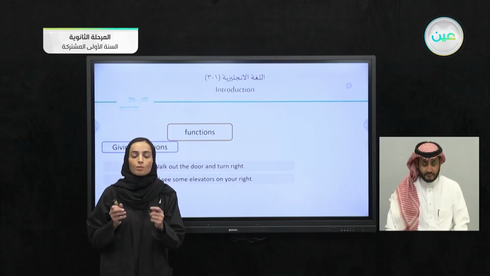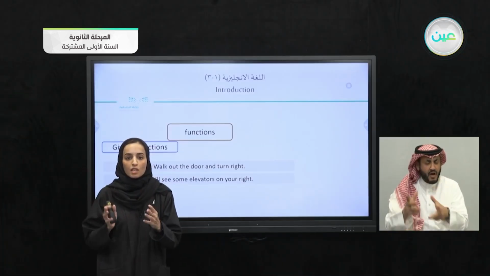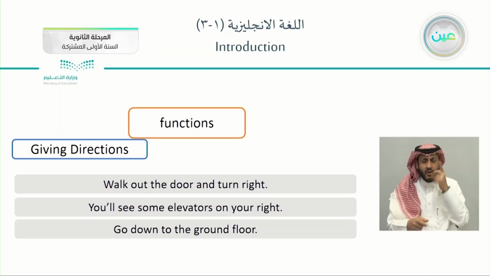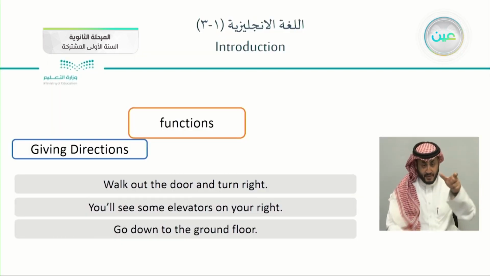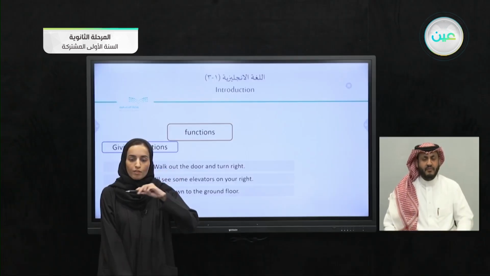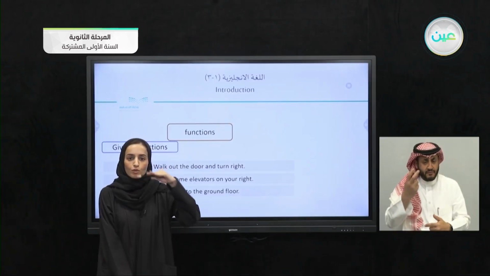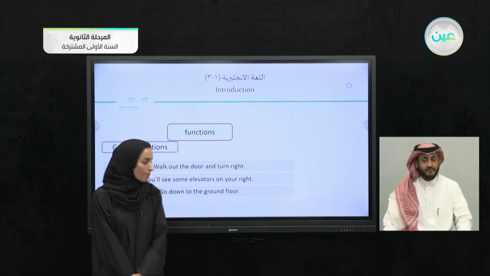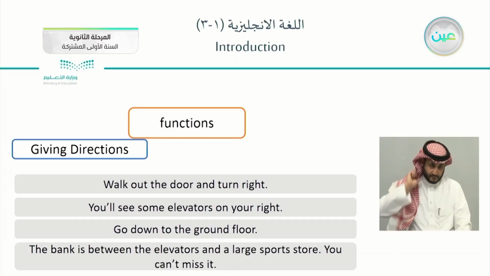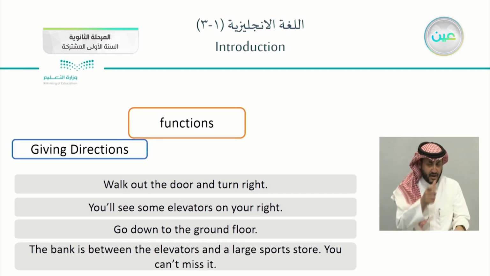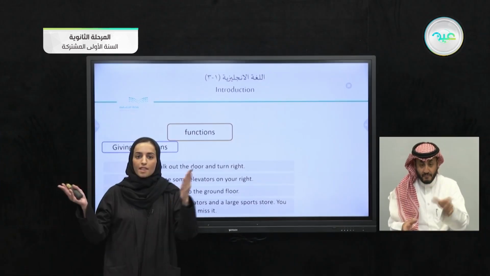So you have to tell people what they are about to see, so not to feel confused and lost. Then she said, go down to the ground floor. Tell people which floor: ground floor, first floor, second floor. Where are they going to go? Which floor? And we can use, the bank is between the elevators and a large sports store. You can't miss it. It's between this and that.